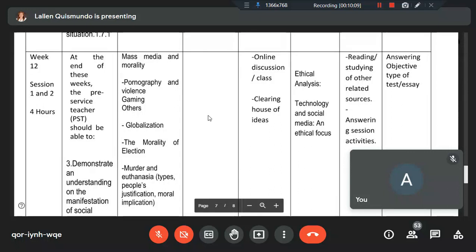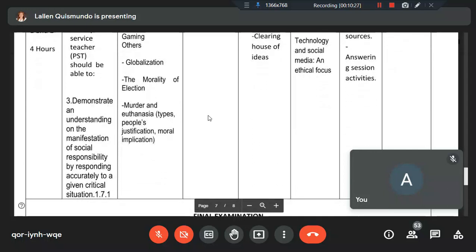Globalization, morality in globalization. And the morality of elections. This is very timely, especially since our election is fast approaching, right? We will look at what moralities are involved there. Then murder and euthanasia, types of people's justification and moral implication.